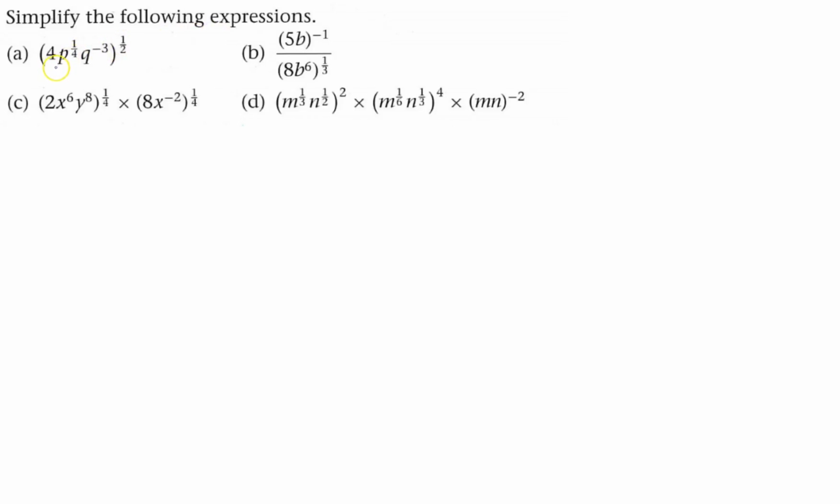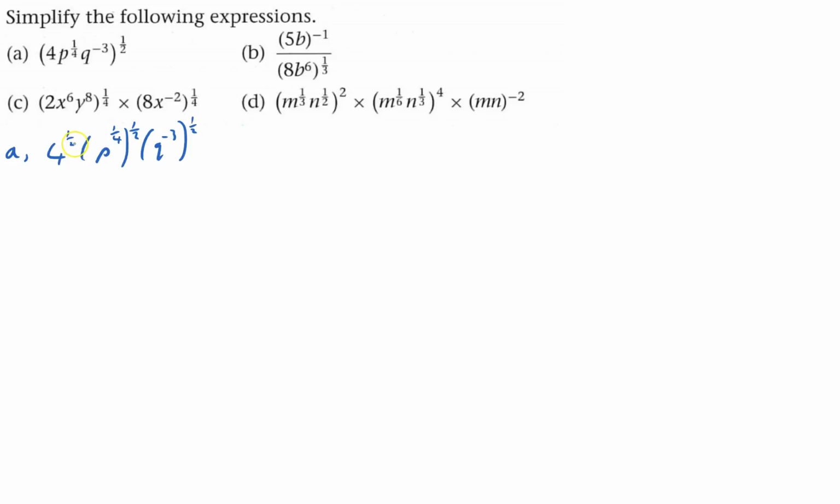Okay, so I'll simplify these. First one, all of this bit is to the power of a half. So for A, it's 4 to the power of a half, followed by P to the quarter to the power of a half, followed by Q to the minus 3 to the power of a half. You don't really need to put that step in, but you can if you want to.